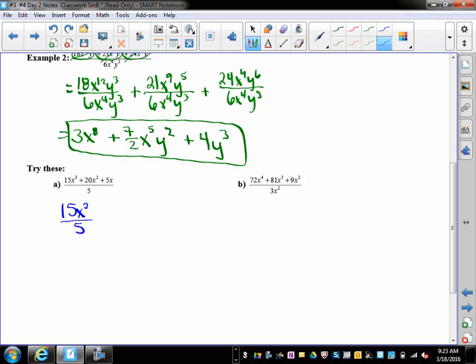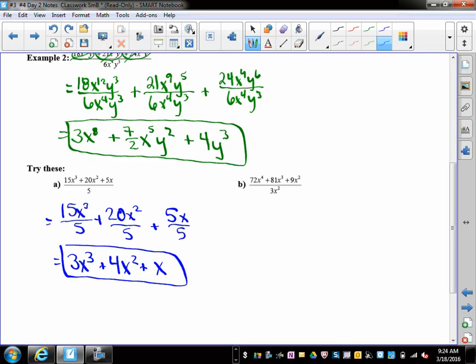Okay, so 15x cubed over 5, so our first term over 5, plus 20x squared over 5, plus 5x over 5. So Jason, what'd you get for this? 5x cubed. 15 divided by 5, 3x cubed plus 4x squared plus x. Good. Alright, any questions on that first one?